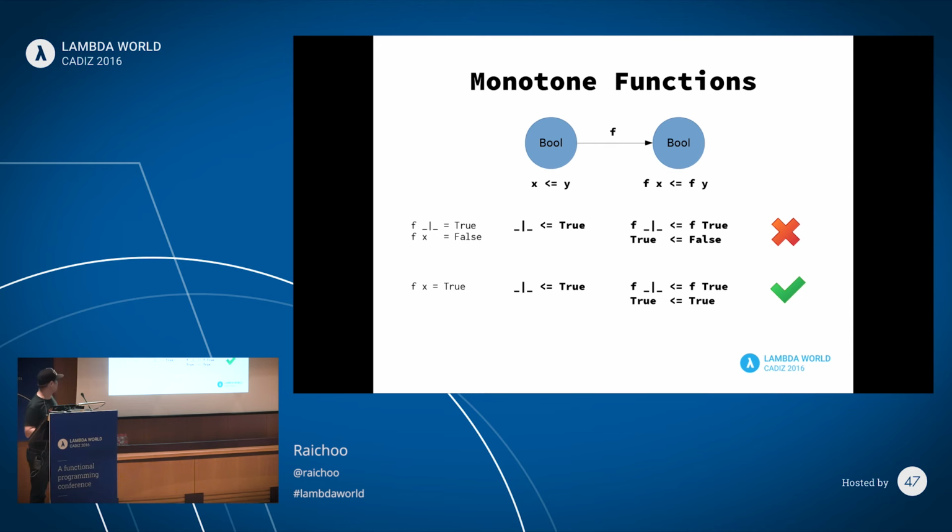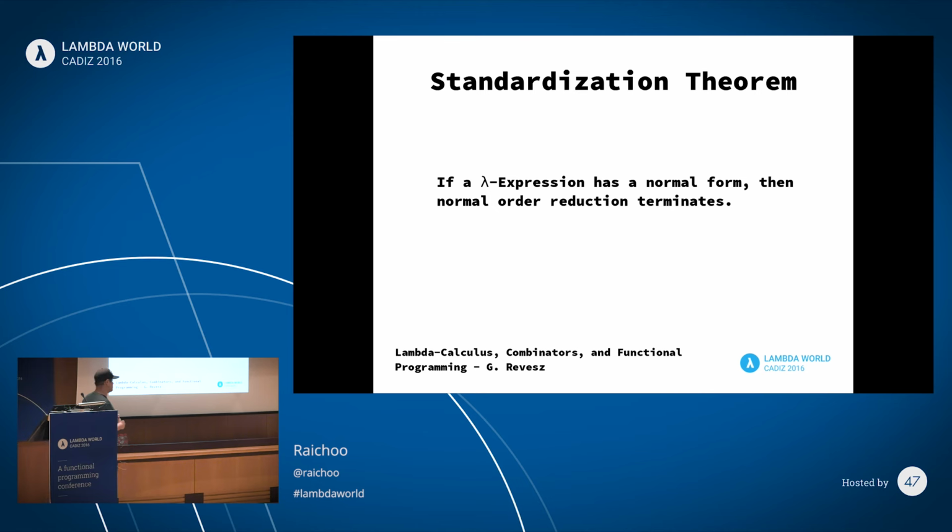So yeah, now that we know what the difference is between these things, what's actually the advantage of having a non-strict language? And there is something that's called the standardization theorem. And I'm fully aware that there are different formulations of that theorem. I just happened to pick the one from this book, and I'm not going to pronounce that name because I'm probably going to butcher it. But it basically says if a lambda expression has a normal form, then normal order reduction terminates. So what that means is that when we have normal order, we'll have more programs that terminate. So if there's some way we can make this thing terminate, normal order will find it, which is a good thing. We don't have to do any work there. And I think that's kind of nice, and it's pretty useful, as we're going to see later.